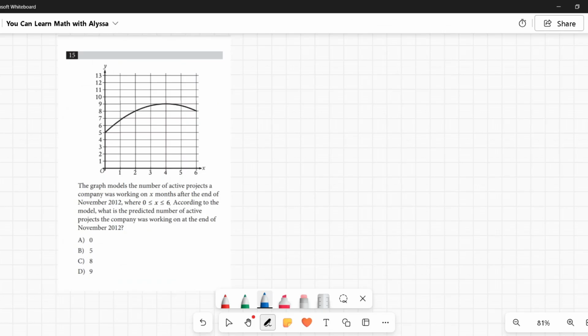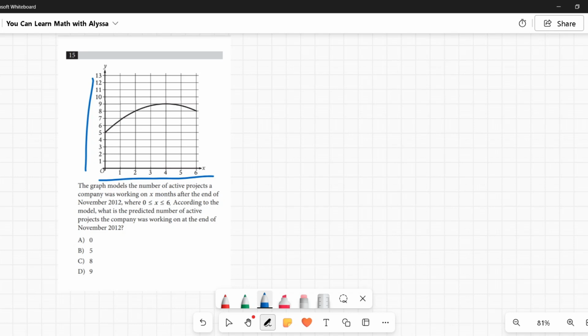Number 15, the graph models the number of active projects a company was working on X months after the end of November 2012, where 0 is less than or equal to X is less than or equal to 6. According to the model, what is the predicted number of active projects the company was working on at the end of November 2012?